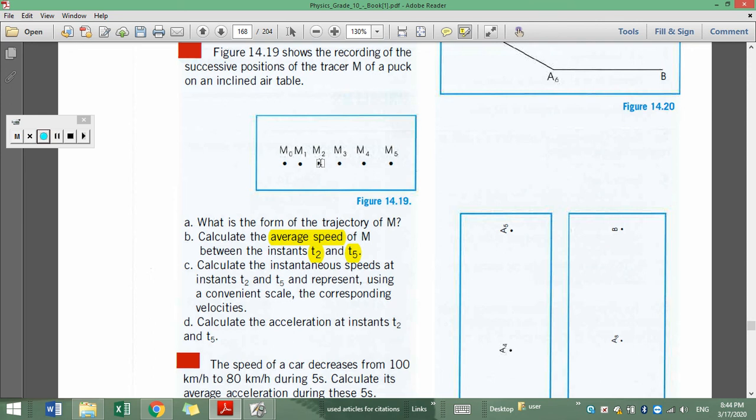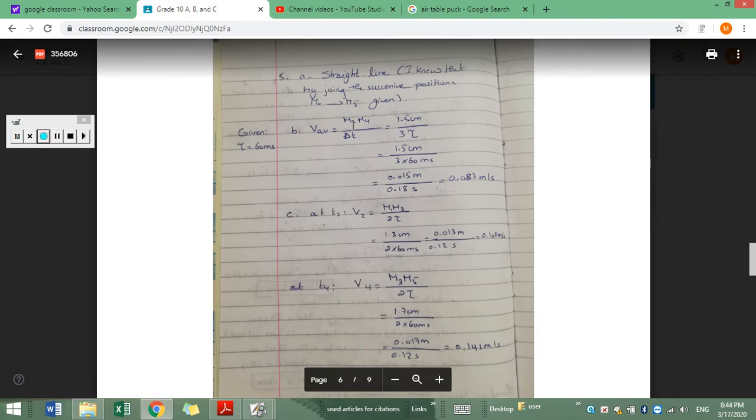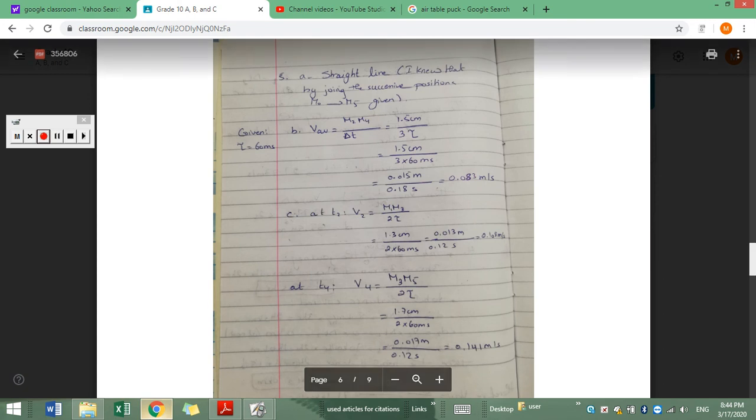Using the ruler, I measure from half of this point to half of this point, or for example from the start of this point to the start of that point. Okay, from M2 to M5, the distance is... there is something wrong here, it's not M2, M4, it's M2, M5, maybe I made a mistake, an unintentional one. So, you have to measure the distance M2, M5, over delta T.